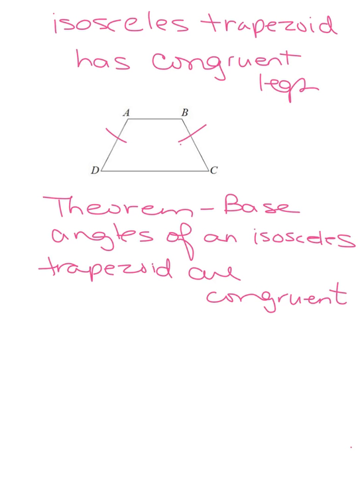Similar to an isosceles triangle, an isosceles trapezoid has congruent legs. So in our diagram, AD and BC are our legs and they're congruent. And we also have a theorem that goes along with isosceles trapezoids. We say that the base angles of an isosceles trapezoid are congruent. Now, remember we have two bases. AB is a base and DC is also a base. So angles D and C are congruent and angles A and B are congruent as well.